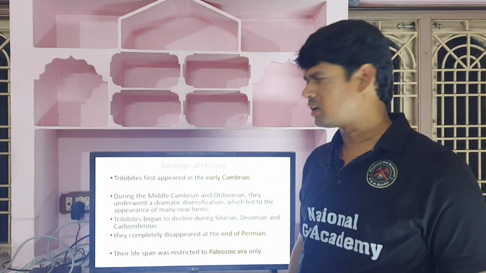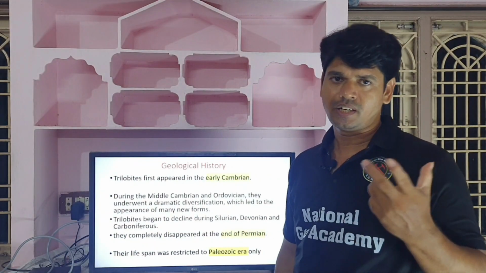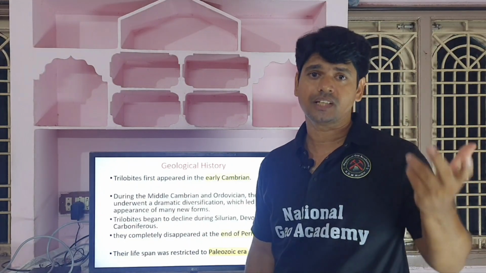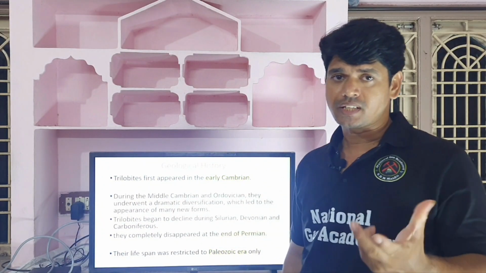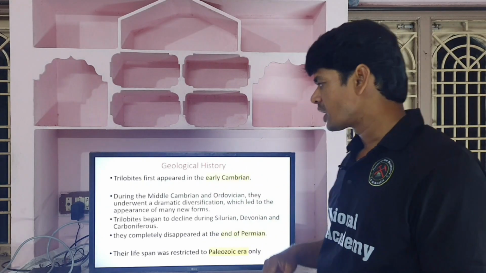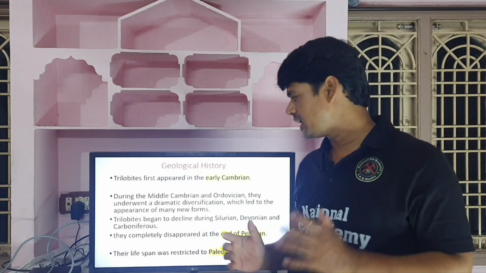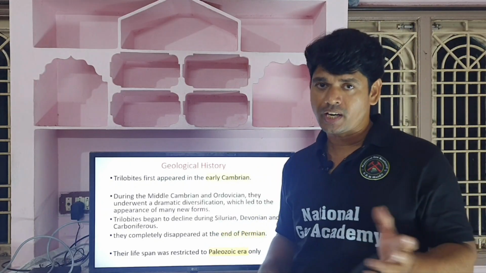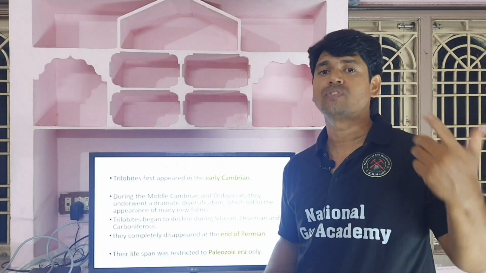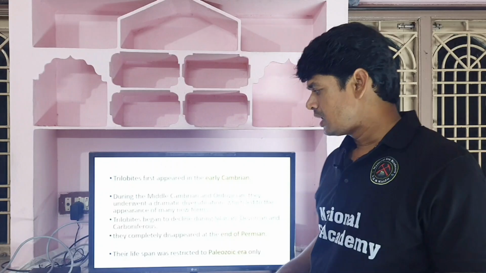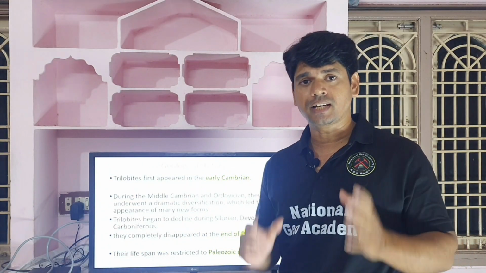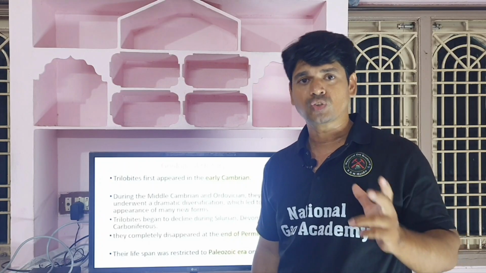Then we will move into the geological history of the trilobites. As we discussed earlier, trilobites first appeared in the early Cambrian. Then trilobites began to decline in the Silurian, Devonian and Carboniferous. They completely disappeared at the end of the Permian age. So the lifespan of the trilobites is strictly restricted to the Paleozoic era only.